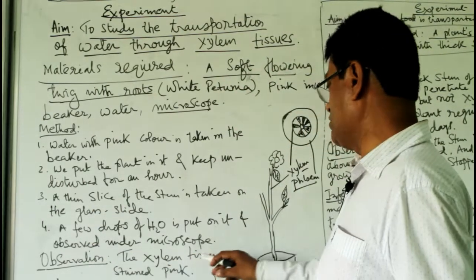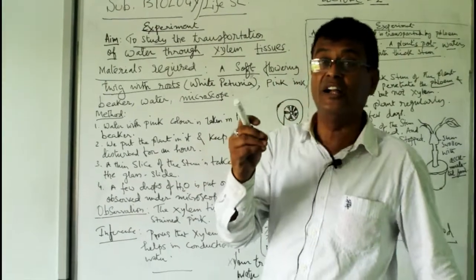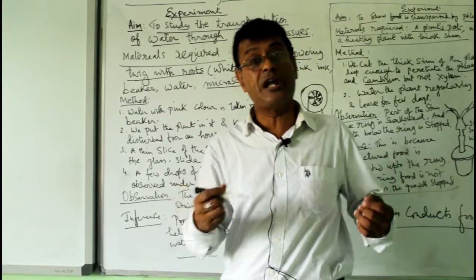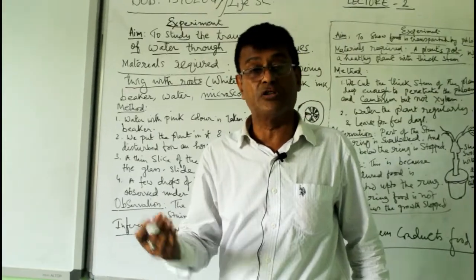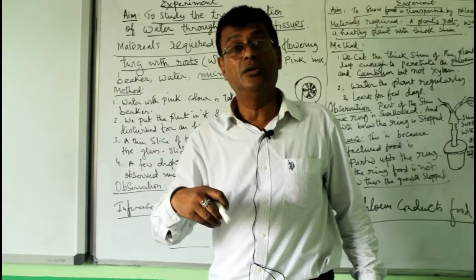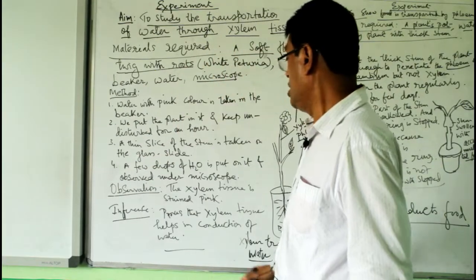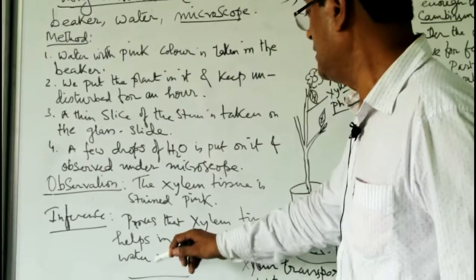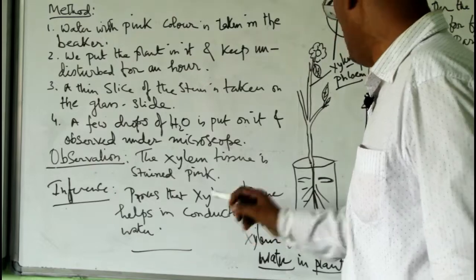Observation: the xylem tissue is stained pink. That means the pink color has been absorbed by the xylem tissue. Why? Because the xylem tissue conducts the water. So they have conducted the water with the color, because we have put pink colored water there. Isn't it so? That is why they are colored pink. Well, what is the inference? The inference is that it proves that xylem tissue helps in the conduction of water.